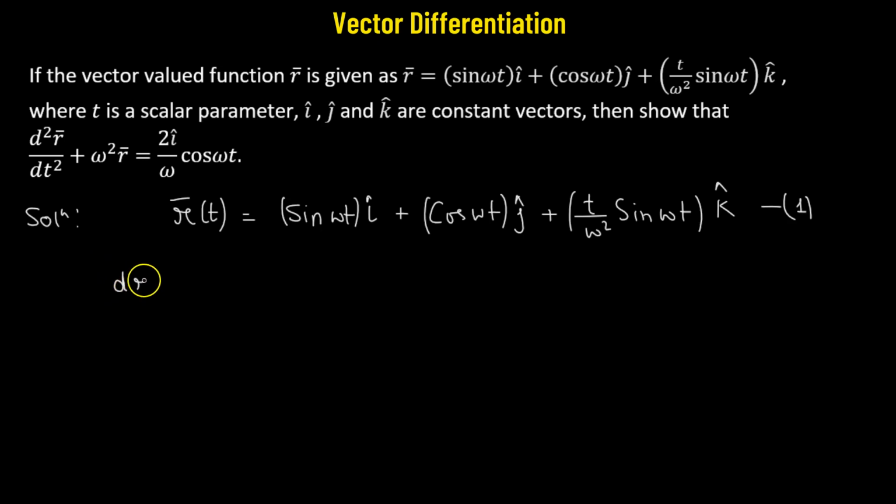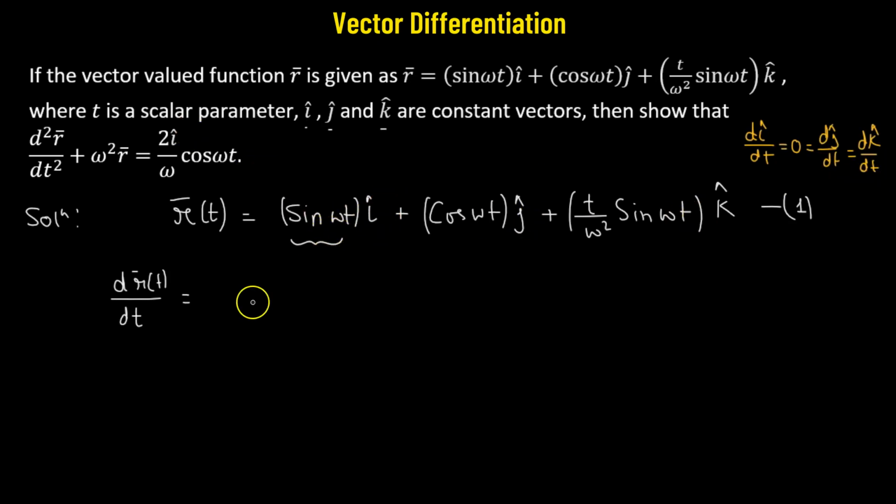Let's find the first derivative of the vector valued function r with respect to the parameter t. That means we'll have to take the derivative of each term with respect to t. Here we'll only take the derivative of sine omega t, although we have a product here, sine omega t times the unit vector i cap, because it's mentioned that i cap, j cap, and k cap are constant vectors. That means that the derivative of the unit vector i cap with respect to t will be equal to 0. This also holds true for the other two unit vectors: the derivative of j cap and of k cap with respect to t will be equal to 0. So we can treat i cap, j cap, k cap as constants here.